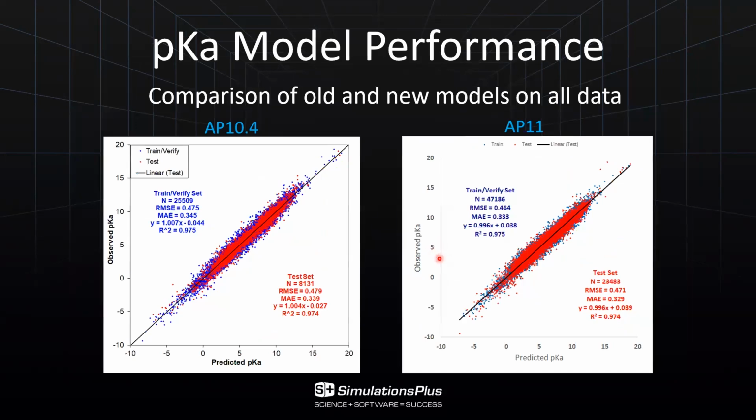The overall performance plots for the prior AP 10.4 and updated model in AP11 are shown here. Even though the size of the data set has more than doubled, the performance has actually improved, both for the training set and for the external test set. These two figures are taken directly from the respective user manuals for AP.